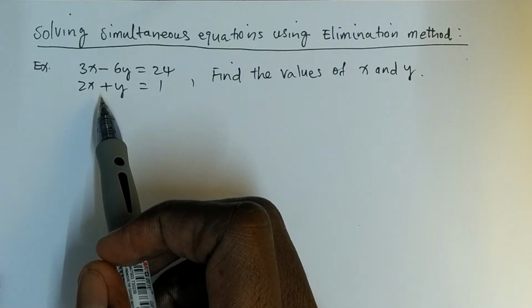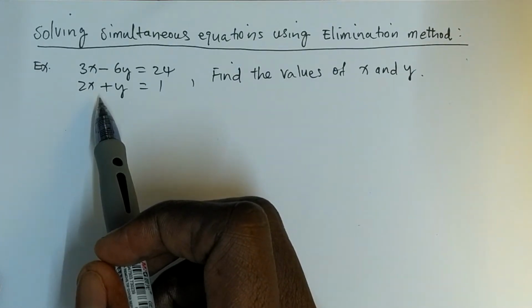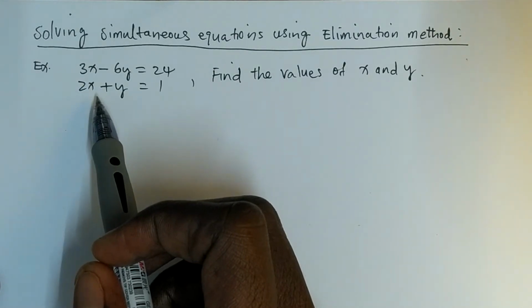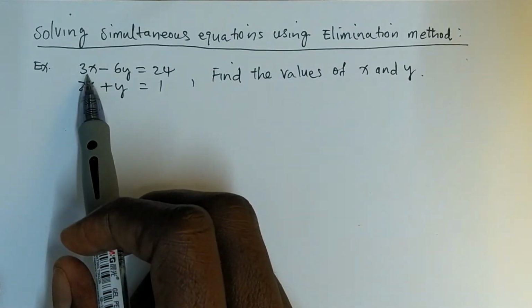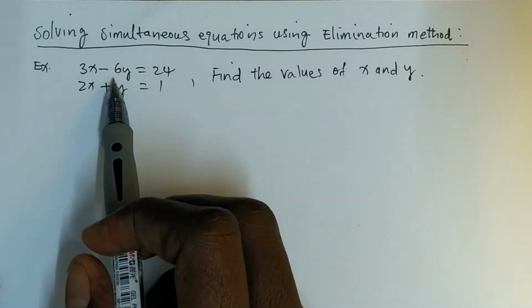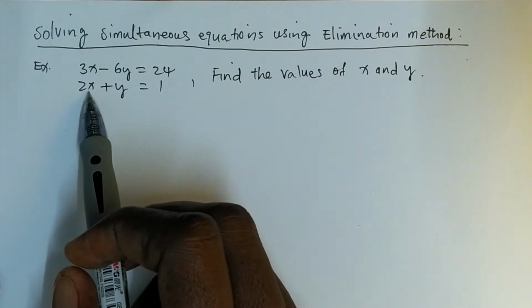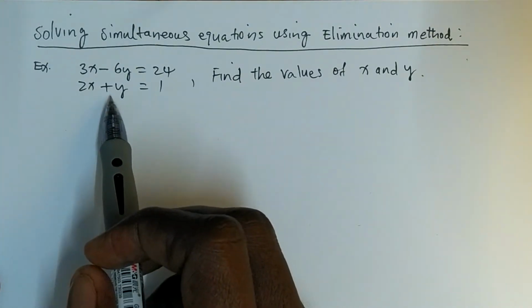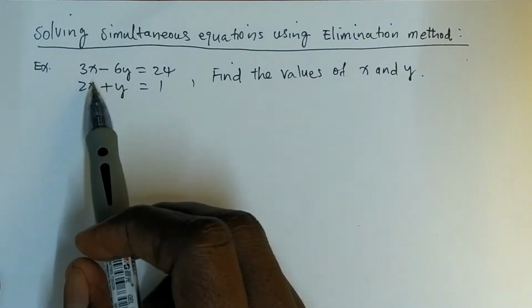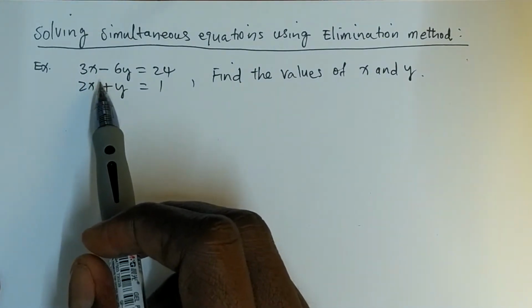The first step you have to consider is the coefficient. What is the meaning of coefficient? Coefficient is the number attached to the variable. Like this one, the coefficient of x here is 3 and the coefficient of y here is -6. The coefficient of x here is 2 and here the coefficient of y is +1. So you have to consider the coefficient.